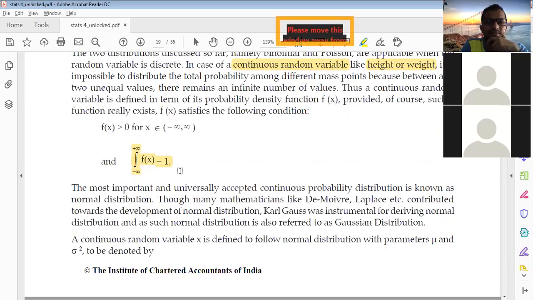Integration from minus infinity to plus infinity. Understand the difference now. Binomial distribution goes from 0 to n. Poisson distribution goes from 0 to infinity. Normal distribution goes from minus infinity to plus infinity. Three different things. That is why, students, the Poisson distribution is positively skewed.